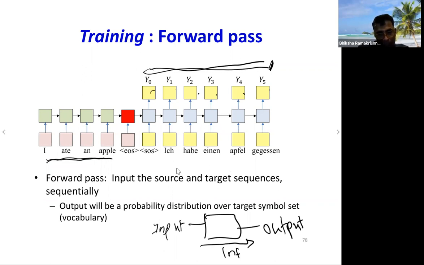So what we will do is we will perform a trick. In the forward pass, we will actually feed in as an input the desired output.